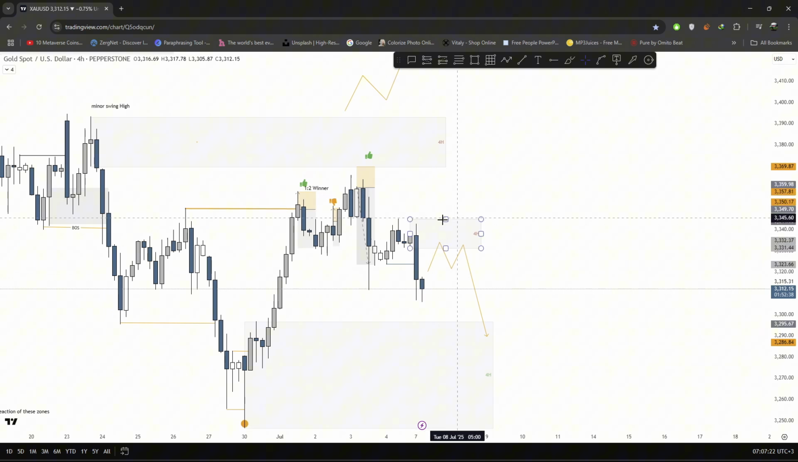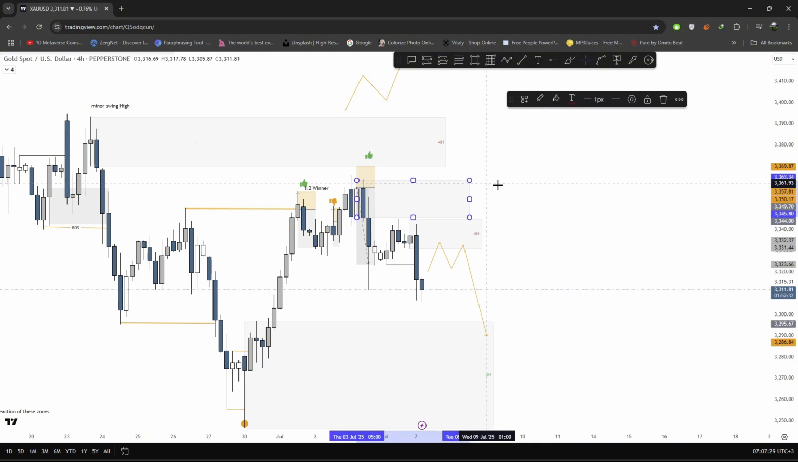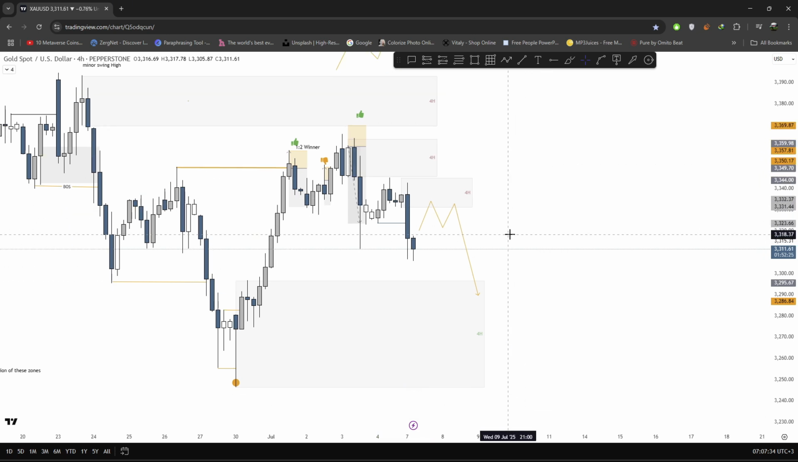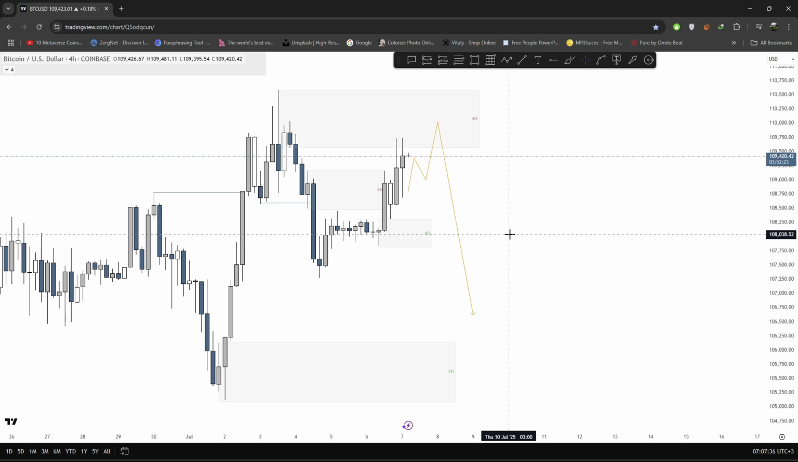If we break above this zone, we could possibly come back to some of these areas right here and then look for a reaction to the downside. Yeah, that is it for gold.